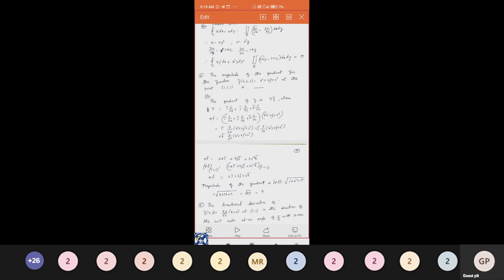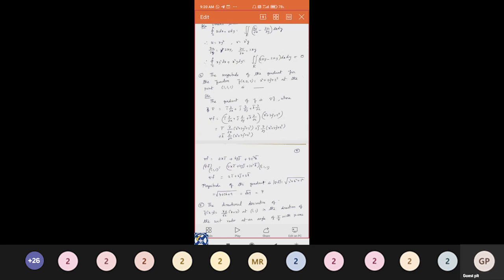Coming to the j-th component. The j-th component of del f is dou by dou y of x square plus 3y square plus z cube. Again, we are going to differentiate partially with respect to y. The first term and the third term have no y term, or I can say they are constant, so it becomes 0. The second term, 3y square, when I differentiate partially with respect to y, becomes 6y. So the j-th component of del f is 6 times y.